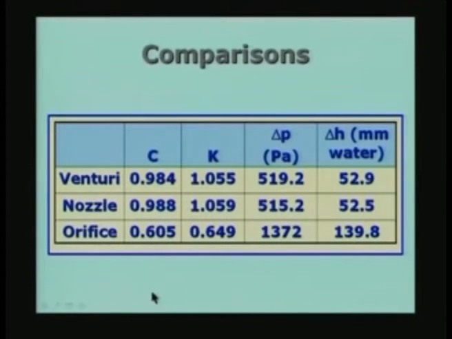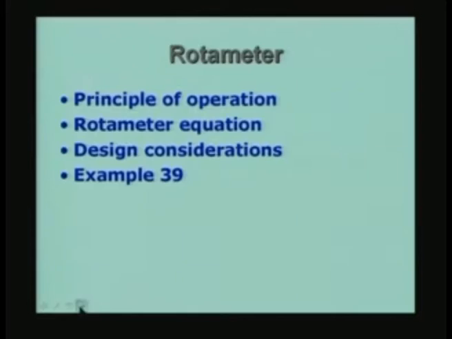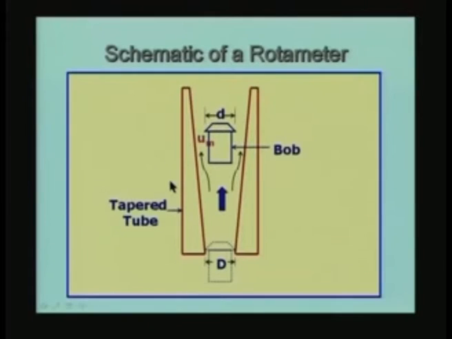So, let us now look at what are the other kinds of instruments which can be used for measuring the flow rate. One of them is called the rotameter, or it is also called the drag effect meter. So, we will look at the principle of operation of a rotameter, how it is constructed, what are its characteristics. We will derive what is called the rotameter equation, and then we will look at the design considerations, and then we will take up an example 39. That is what we want to do.